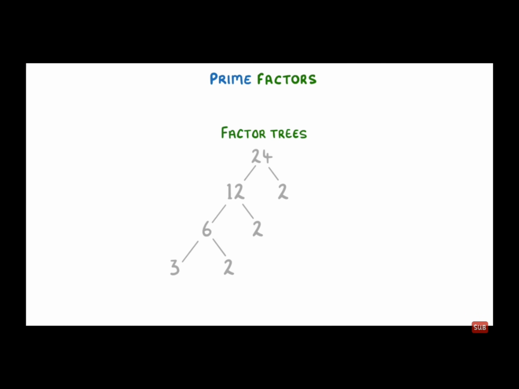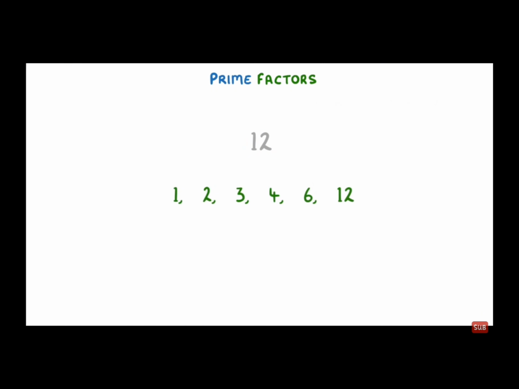In today's video, we're looking at what prime factors are, and also at how we can find them using factor trees. All we mean by a prime factor is a factor that's also a prime number. So if we took the number 12, which has the factors 1, 2, 3, 4, 6, and 12, 2 and 3 would be considered prime factors, because they're both prime numbers and factors of 12.